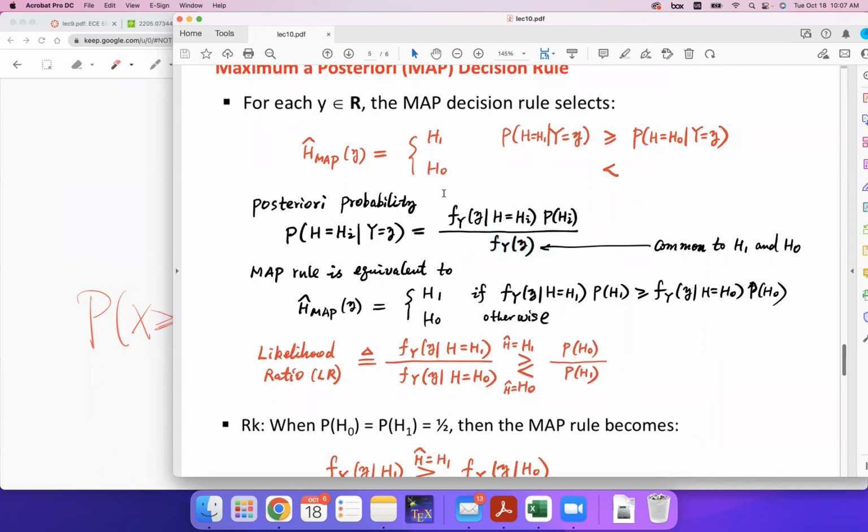Now, we plug this formula into this MAP rule. One is conditioned on H1, one is looking at H0. Then this MAP rule will be simplified to the following rule. The denominator is canceled out because it is common to both terms. So in the end, we just need to compare these two products.